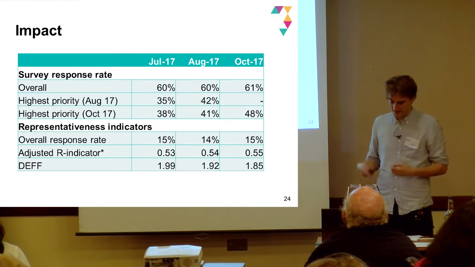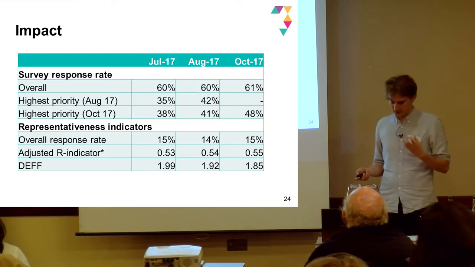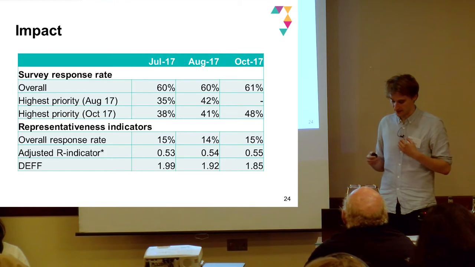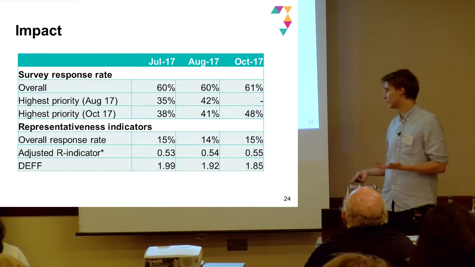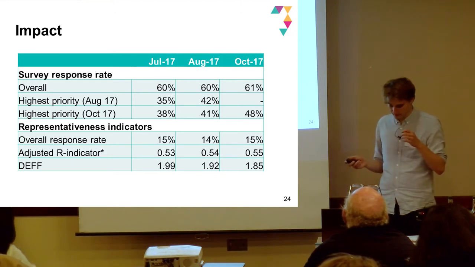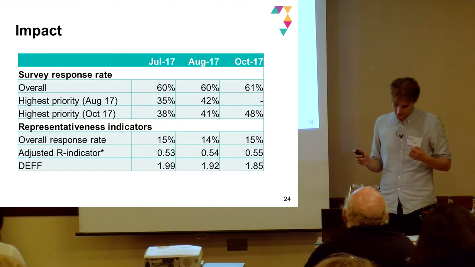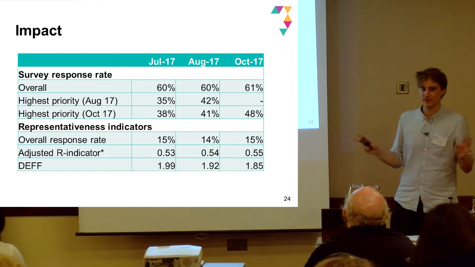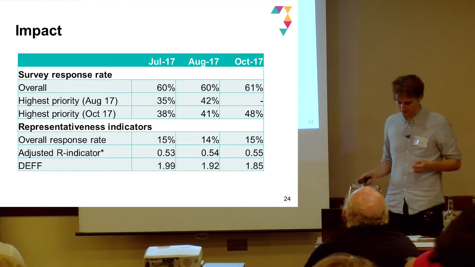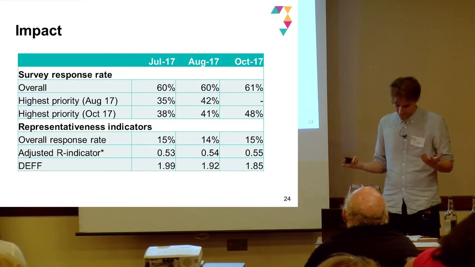As well as this, we can then see the impact on the representativeness of the sample overall. So firstly, we can see that the removal of effort from elsewhere has not harmed the overall response rates, which have gone 15, 14, 15, basically stayed about the same. Secondly, we can see that the adjusted R indicator, which has got an asterisk because they're still in development, but we think this is a rough indication, are moving positively in the right direction.